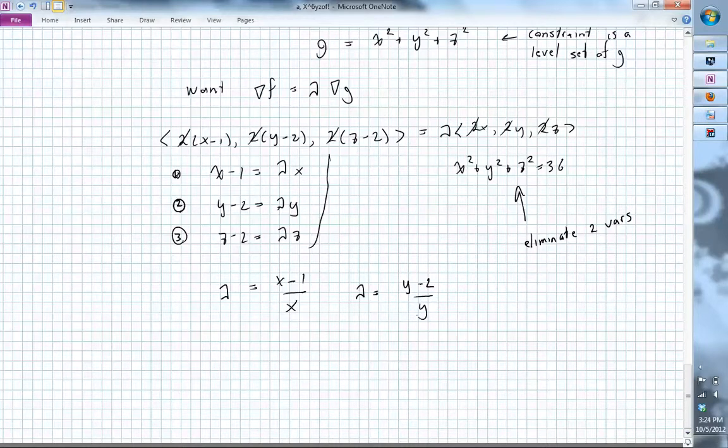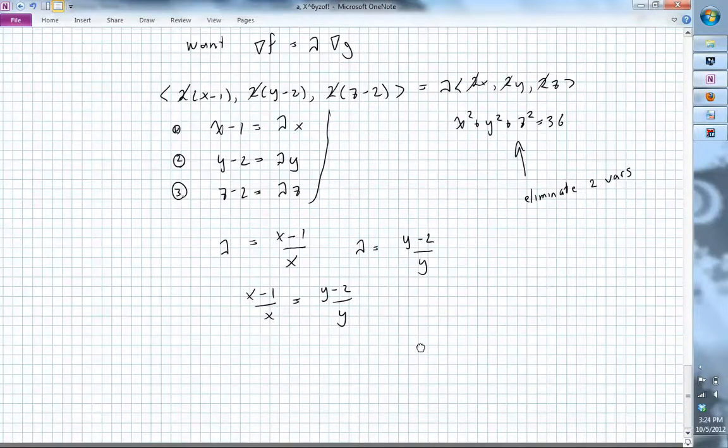And maybe that. Oh, it's coming back to me. Okay. x minus 1 over x equals y minus 2 over y. Multiply both sides: xy minus y equals xy minus 2x. Does everybody see how I got that? There's a nice cancellation, and what we get is y is equal to 2x.